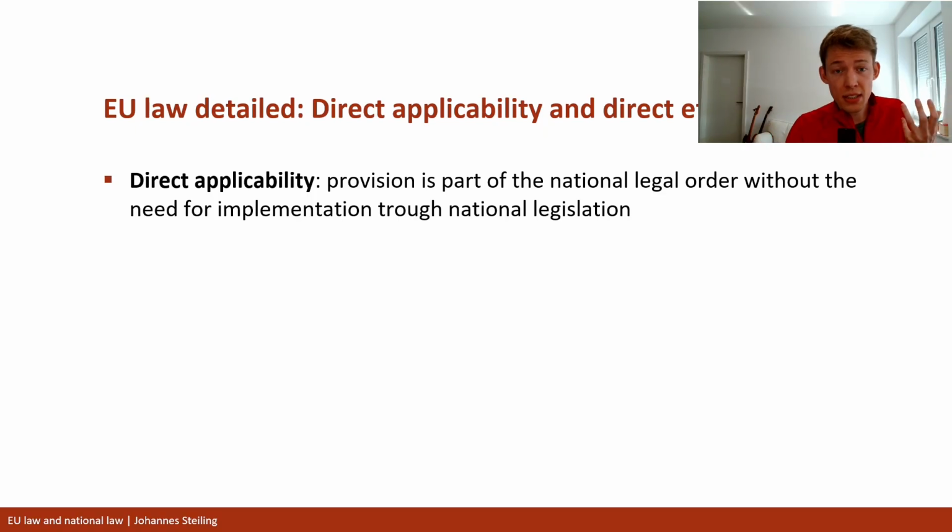Direct applicability means that the regulation, but also other parts of EU law, are part of the national legal order without the need for implementation. So basically, it is what the ECJ established in Van Gend en Loos. These EU legal acts are part of the national legal order without the need for transposition, without the need for implementation through national legislation, right? So this applies to the regulation because it says so in the treaty, but it also applies to the treaties because the treaties are EU law that is applicable in the member states.